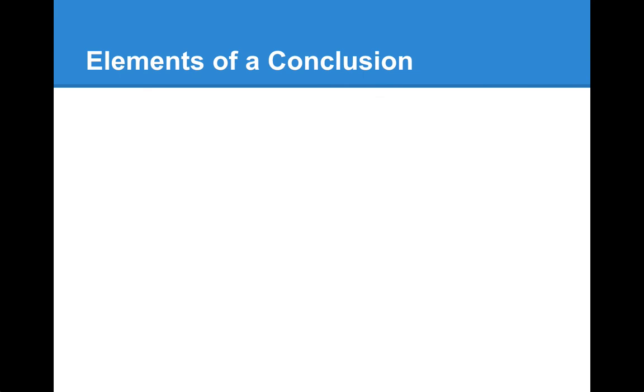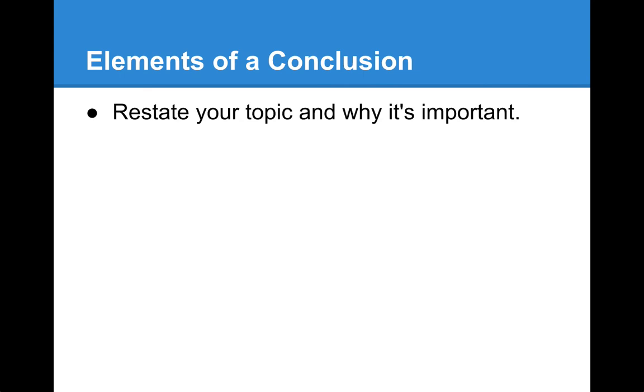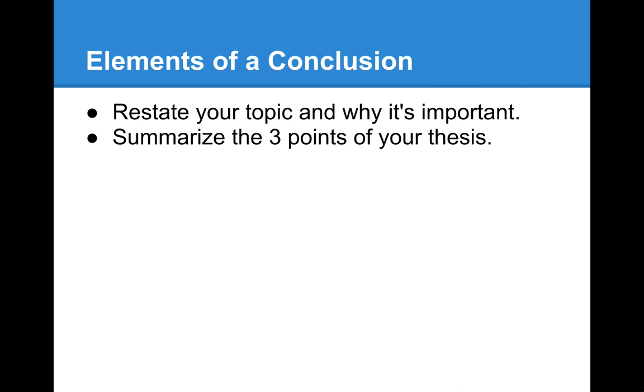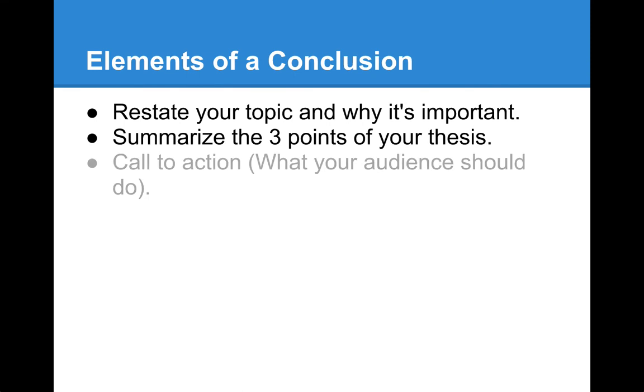So, the first part, and this is on your handout: you need to restate your topic and why it's important. That's just a simple sentence that says what your topic is, and reminds your audience why it's important. The second is to summarize the 3 points of your thesis. Just give me a quick 1 or 2 sentence summary of what you've said in your body paragraphs and your thesis. This shouldn't be the exact same words as the thesis. You're not just repeating it. Summarize the points with the information that you wanted your audience to take away.